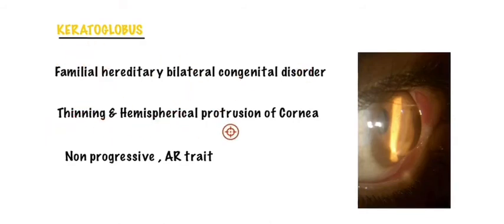Then there is thinning and hemispherical shape. Thinning, of course, is the main feature of all the ectatic conditions, just like our keratoconus. Here also there is thinning of the cornea, but here the shape is different. It is a hemispherical protrusion, and this is non-progressive, unlike our keratoconus, which is progressive. This is non-progressive, and this is an autosomal recessive trait. It is inherited autosomal recessive.